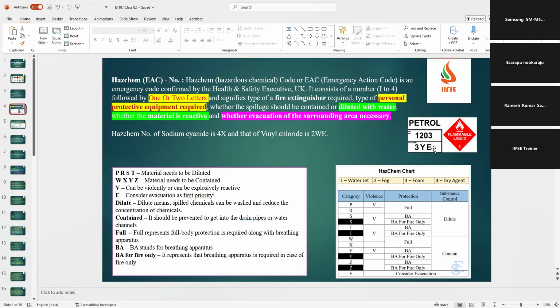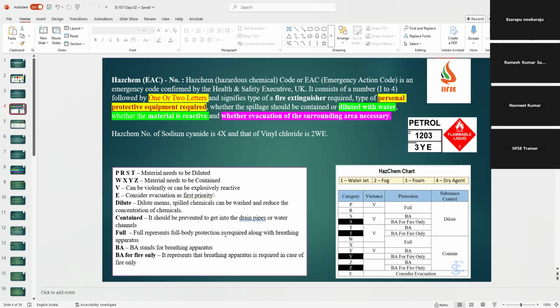Besides 3YE, here we have taken sodium cyanide as 4X and vinyl chloride as 2WE. When I say 2WE, 2 indicates we need to use fog, the water. Then W indicates we need full protection, which means full body protection required along with breathing apparatus.